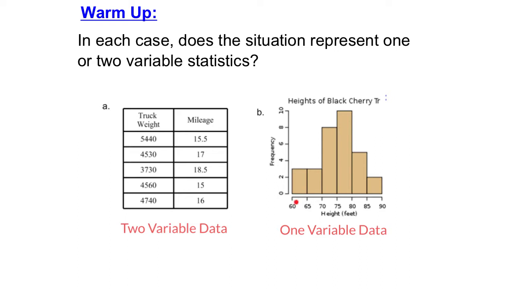Over here, I have heights. Well, I can measure height. That's an attribute I can measure. So that's one variable. Frequency is the number of times something occurs. That's not an attribute or a characteristic that I'm measuring. Frequency is not a variable. So there's only one variable in this set of data.